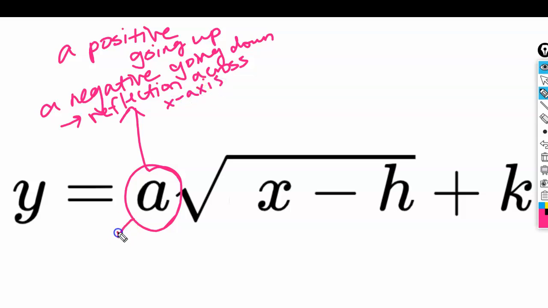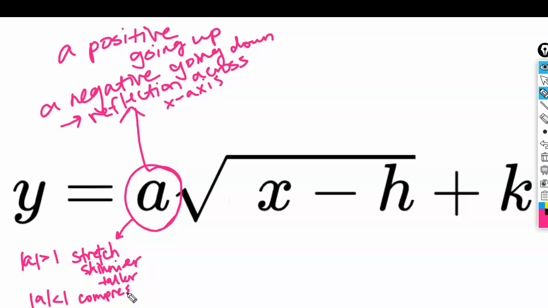The other thing that A does is tell us if we have a vertical stretch or compression. So if the absolute value of A is bigger than 1, then it is a stretch, which means that it looks skinnier or taller. And if it is less than 1, it is a compression, which means that it would look fatter or shorter. So whatever helps you out there.